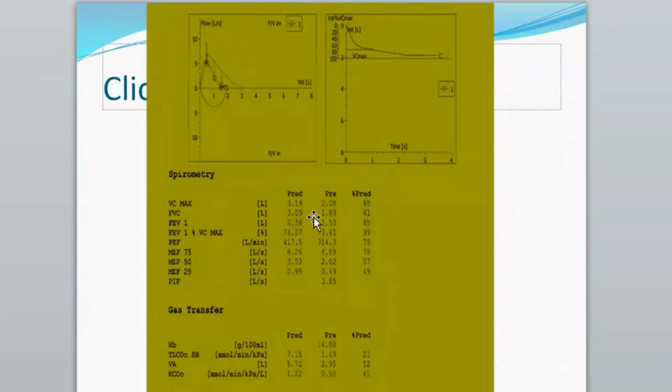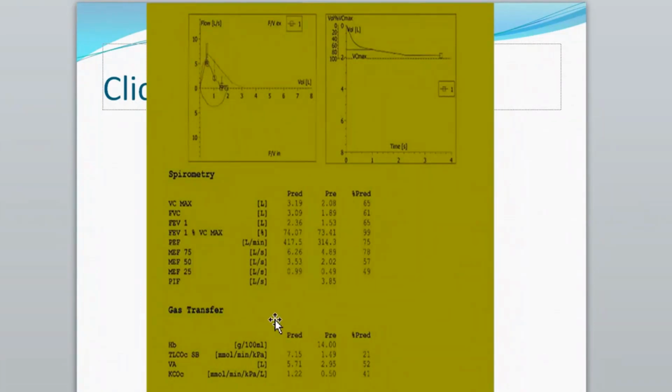So his predicted is 3.09 and he got 1.89. So he got 61% of predicted on his FVC and 65% of predicted on his FEV1. His ratio was predicted 74, he got 73. So his ratio is normal. Well, what does that mean to anyone? And this is his graph here, his flow volume loop.